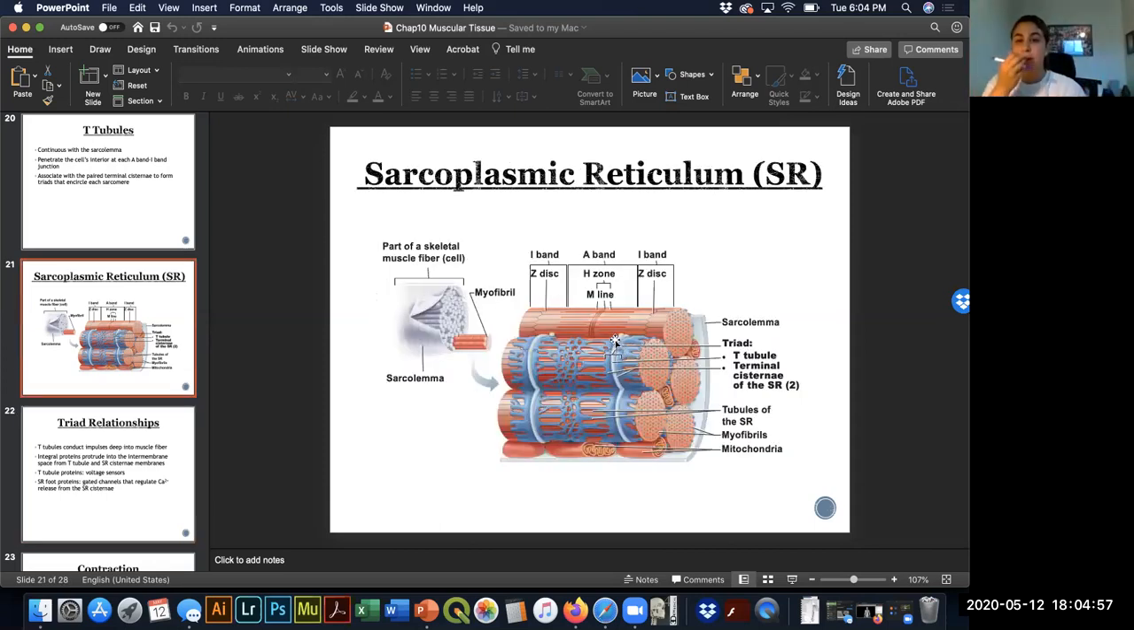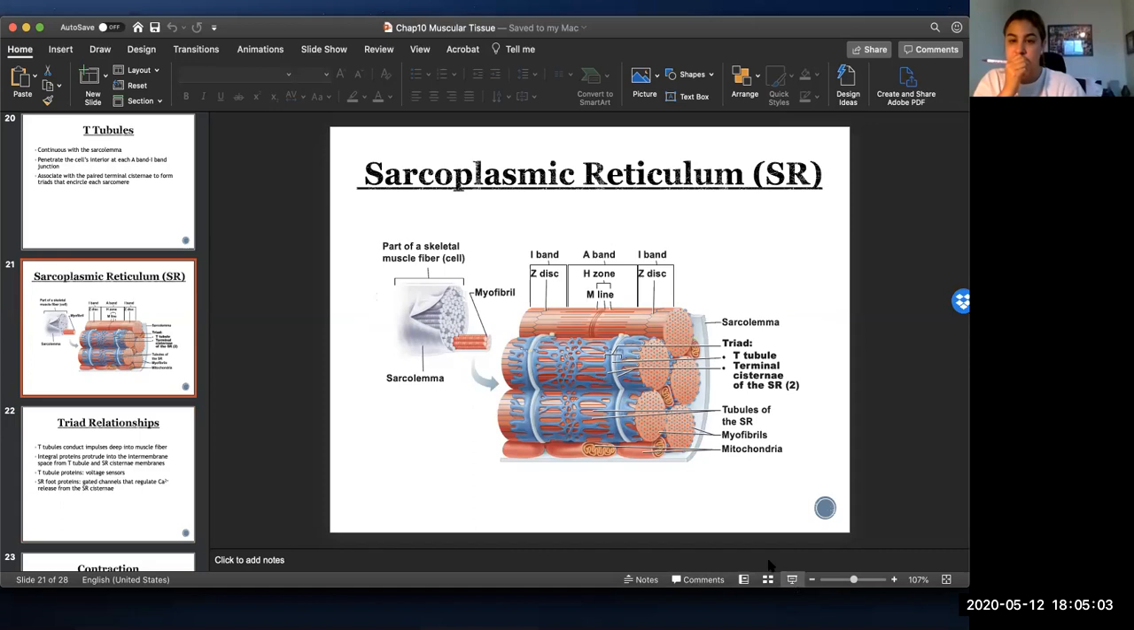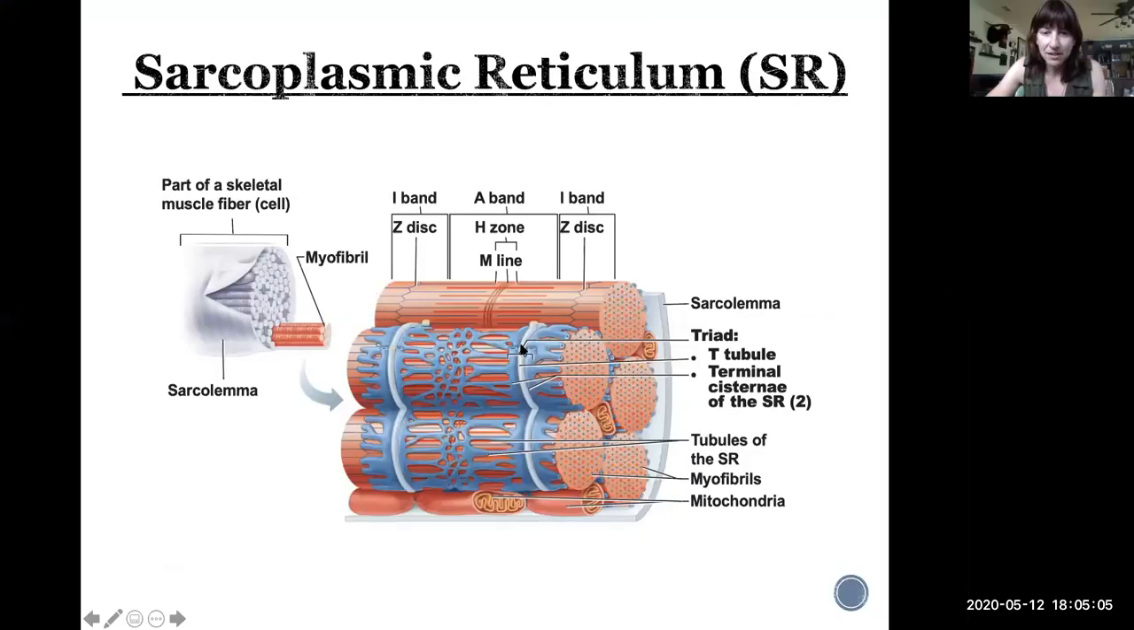So it's basically just the parts that are up against the T-tubule. The T-tubule is where that signal is going to come down, right? As it's coming down here, it's activating ion gated channels. As that signal comes down, it's an electrical signal.